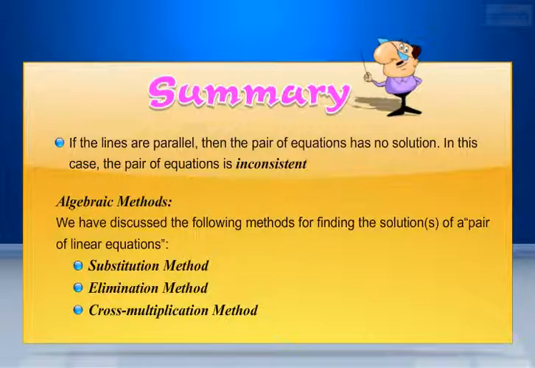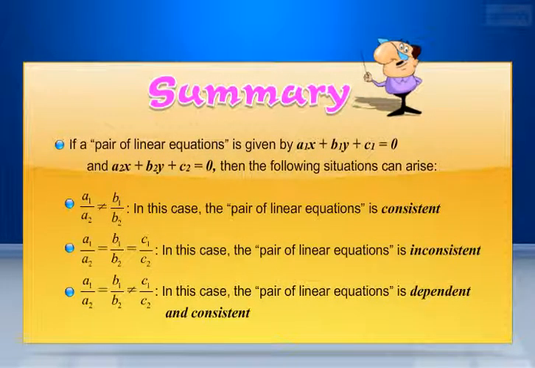Algebraic methods: we have discussed the following methods for finding the solution of a pair of linear equations. Substitution method, elimination method, cross-multiplication method. If a pair of linear equations is given by a1x + b1y + c1 = 0 and a2x + b2y + c2 = 0, then the following situations can arise.